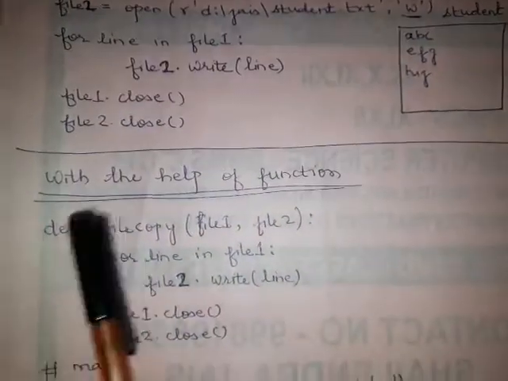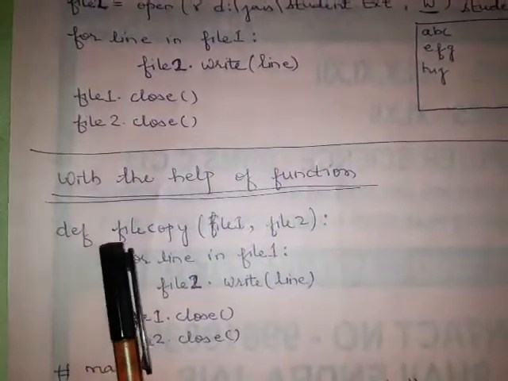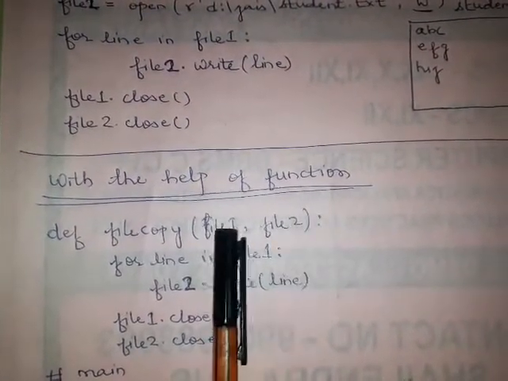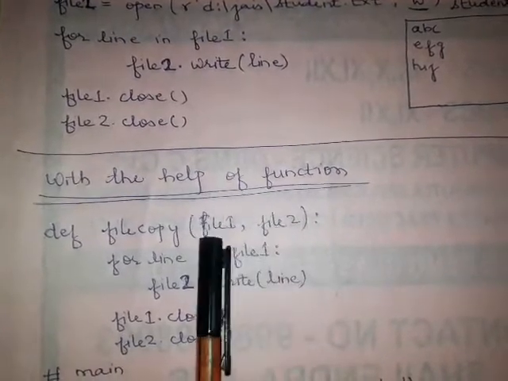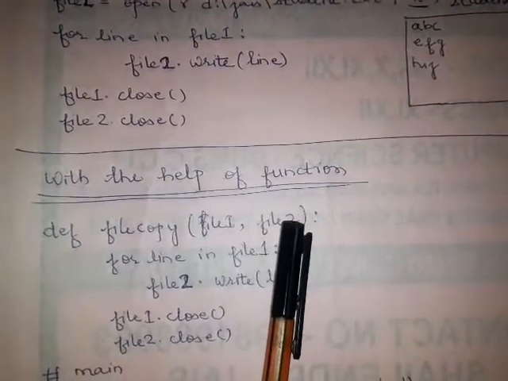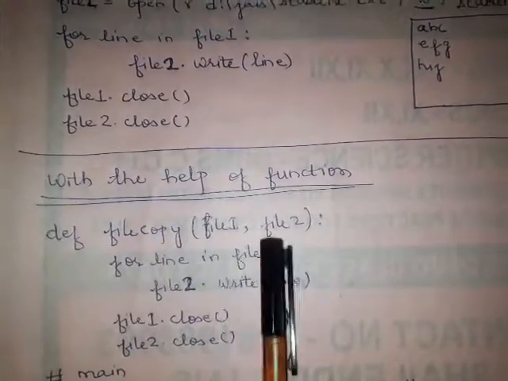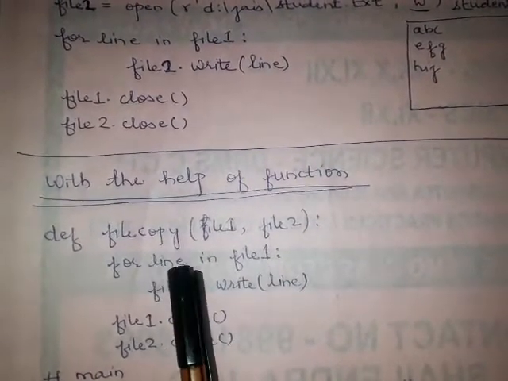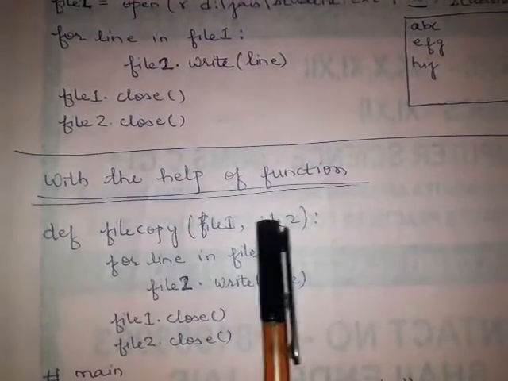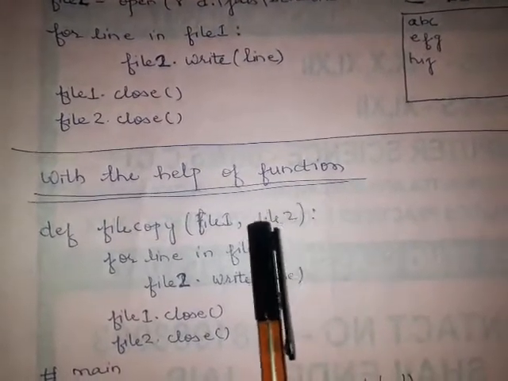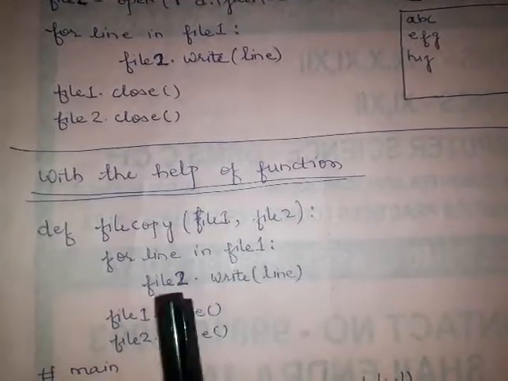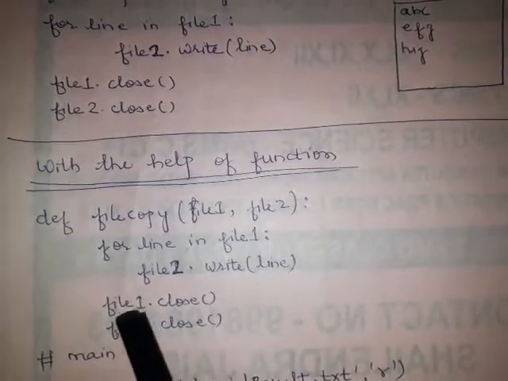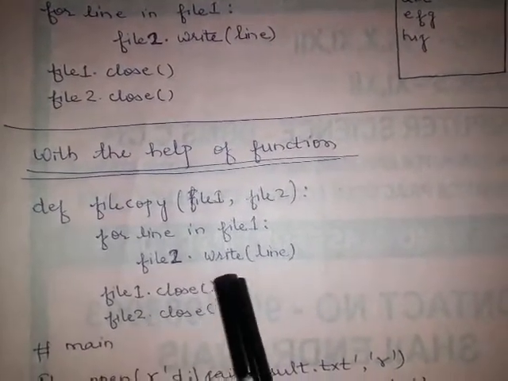Let us see. With the help of a function, I declare a function. The identifier of the function is file copy. Here I am using two arguments. These two arguments act as file pointers. The same logic: file1 is used in the for loop for reading. It will be copied line by line into this variable line, and with the help of file pointer 2, it will be written line by line in file2. The same logic as over here, and after writing I will close both these file pointers: file1.close, file2.close.